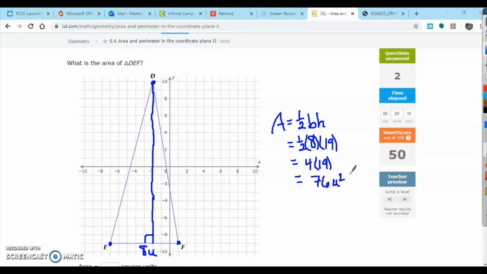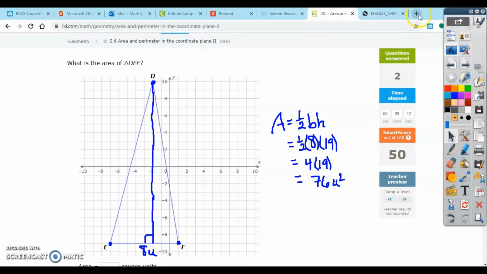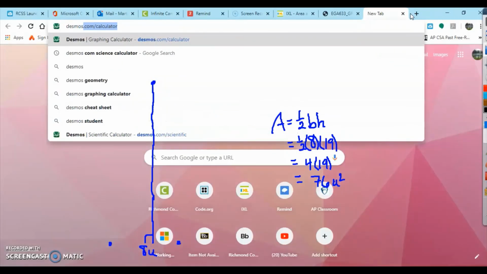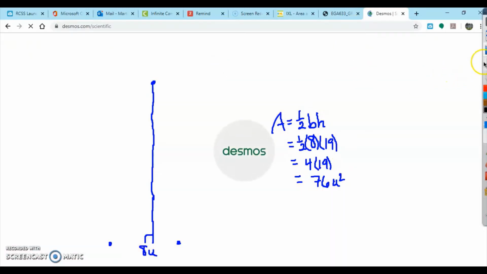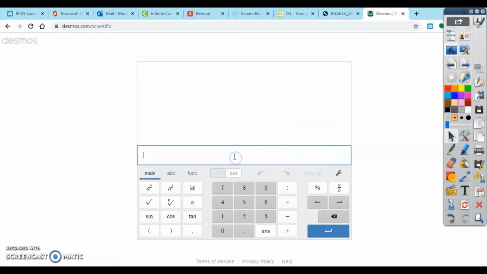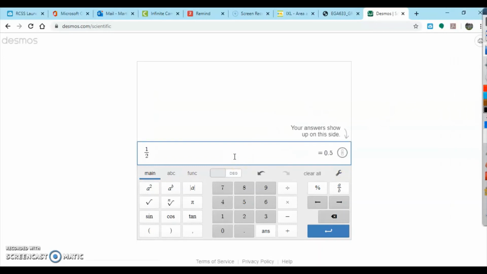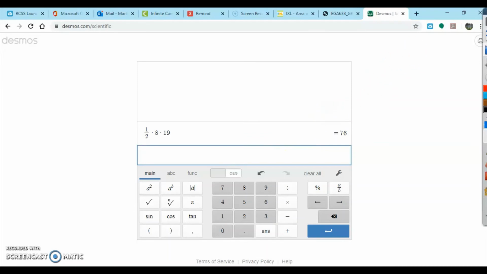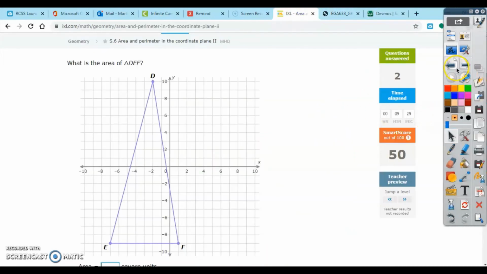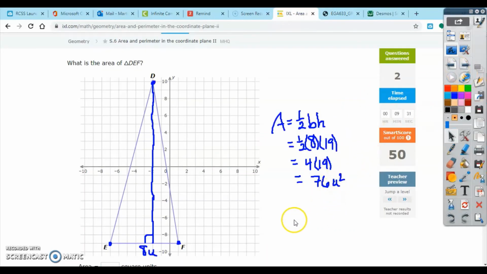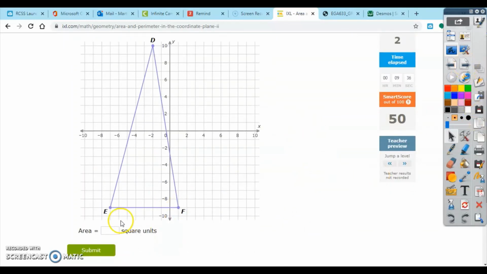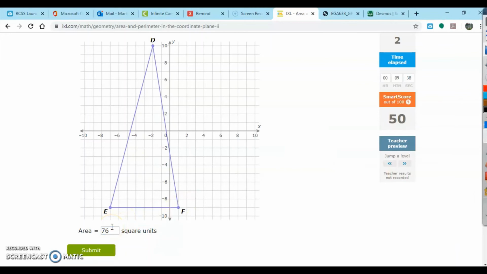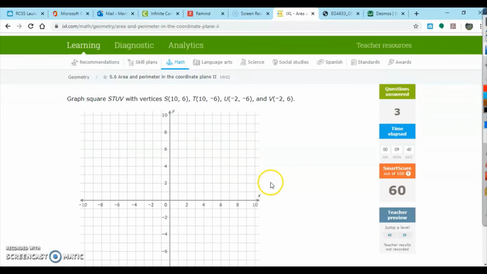If you don't believe me, another resource you can check into, go to desmos.com/scientific. Get rid of the annotations for just a second. And you could type in 1/2 times 8 times 19. Look at that, 76. We're on the right track. Good work. So there's the annotations there. 76 is the area of this triangle. I'm going to scroll down. 76 square units. Super. Fantastic.